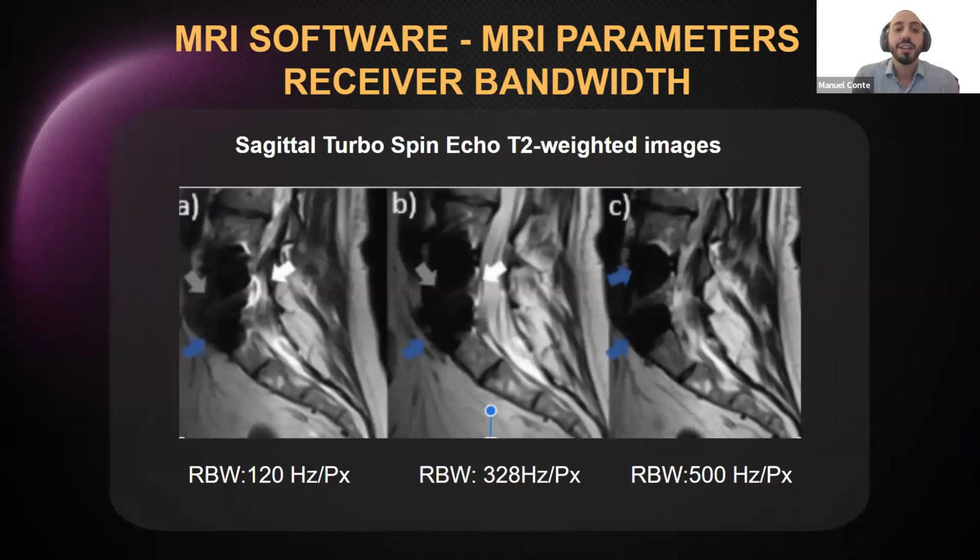Here we go. We have 3 images with 3 different receiver bandwidths. I scanned this patient. In image A, you can see the distortions and the signal pile-up. You can see how, when you increase the bandwidth, in image C the signal pile-up basically completely disappears, and also the distortions are less pronounced. Of course, we get signal loss, but we cannot avoid that.